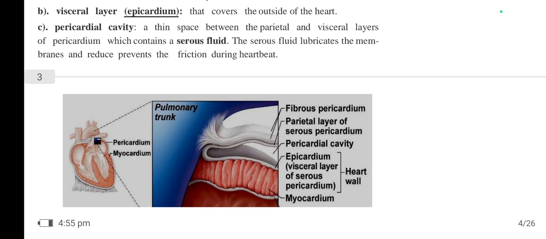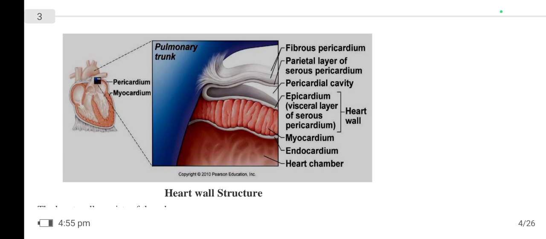Pericardial cavity: a thin space between the parietal and visceral layers of the pericardium which contains serous fluid. The serous fluid lubricates the membranes and prevents friction during heartbeat. So this is the heart wall structure. Pericardium is the outer layer, myocardium is the inner layer.